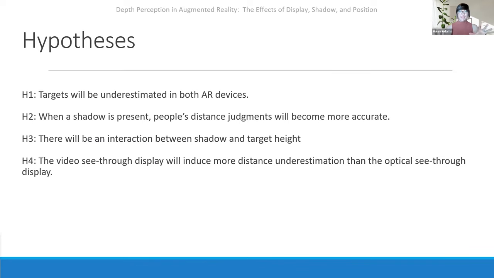So given this prior research, we developed four hypotheses. First, targets will be underestimated in both AR displays. Second, when a shadow is present, people's distance judgments would be underestimated less. Third, there would be an interaction between shadow and target height such that there will be a difference between floating and grounded objects without a shadow, but no difference when shadow is present. Lastly, because weight and field of view are known factors for distance underestimation in virtual reality, we predicted that the video see-through display would induce more distance underestimation than the optical see-through display.